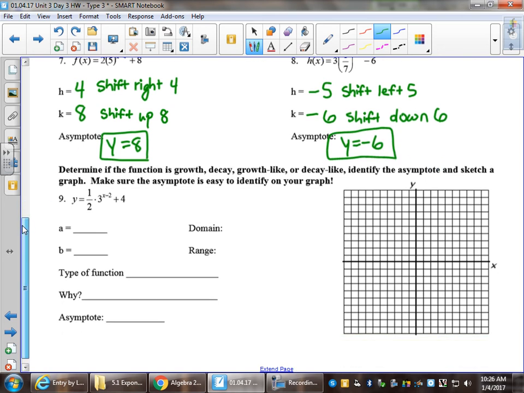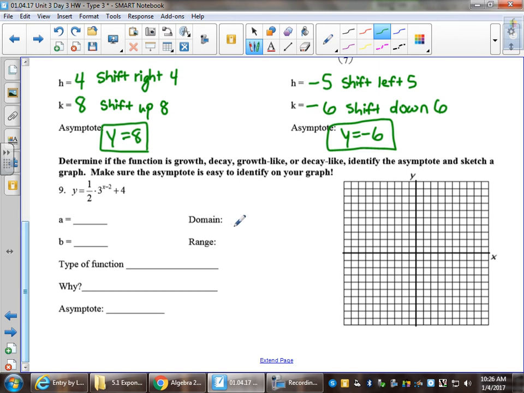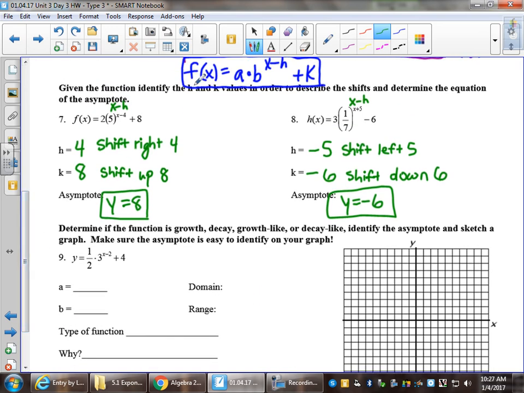Number 9, we're going to take it a bit farther. It says, determine if the function is growth or decay, growth-like or decay-like, identify the asymptote, and sketch a graph. Make sure the asymptote is easy to identify on your graph. Make it clear. So I'm going to try to keep this in my sight. A times B. So A is 1/2. B is 3. Because B is 3, I know that this is growth. B equals 3. That is greater than 1.